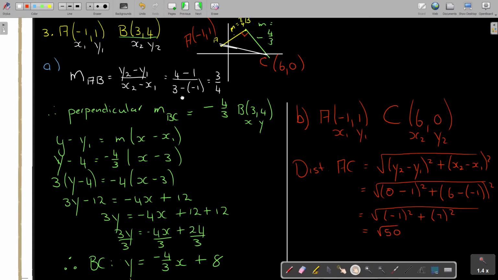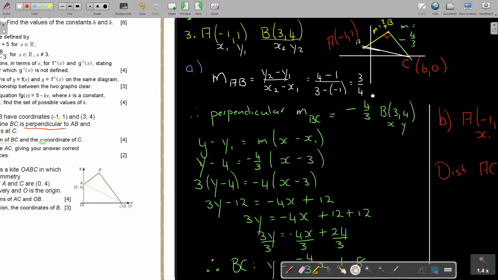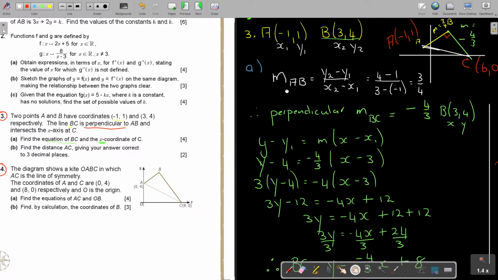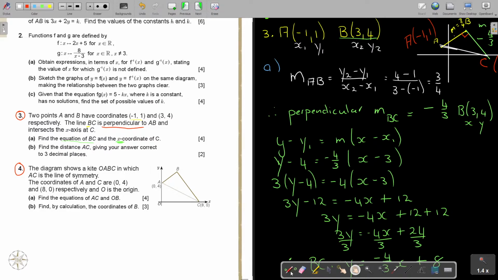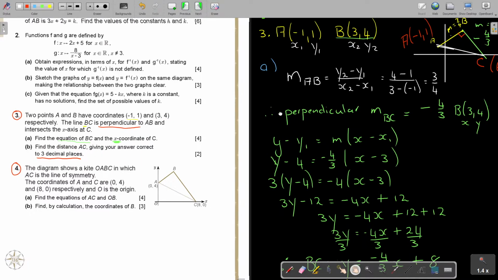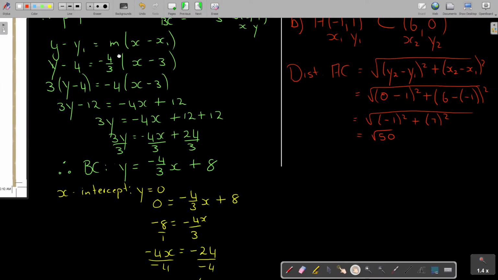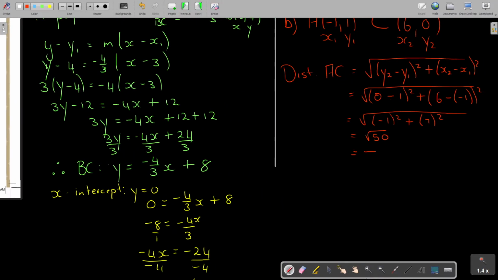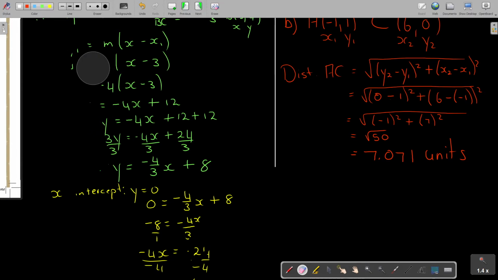But now let's read the question. Find the distance AC, correct to 3 decimal places. Always underline that. If I press this on the calculator, I'm going to get 7.071 units. Always, as soon as you are done, read the question to make sure you are answering everything. And that was the first one, number 3 in this video.